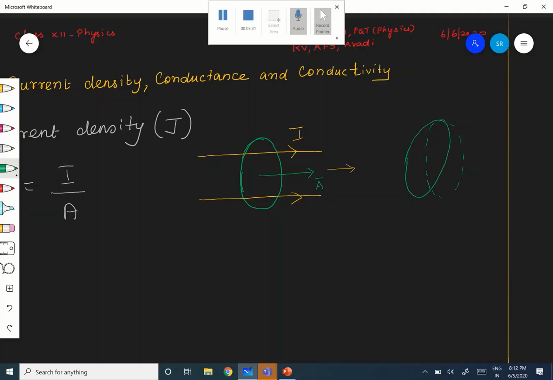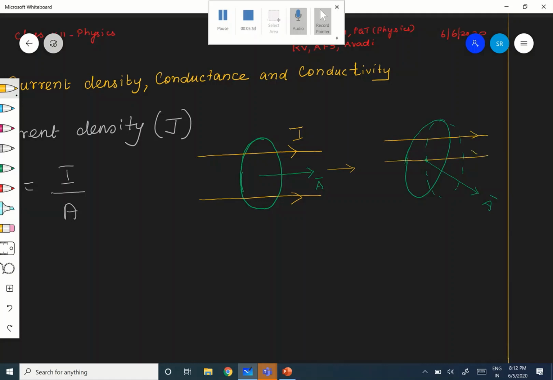Are you following? Now you tell me what the area vector should be. Definitely it will be different. The area vector is of course normal to the area, always. Therefore this will be the area vector. But the current direction is the same. What is the direction of the current? Current direction is like this.